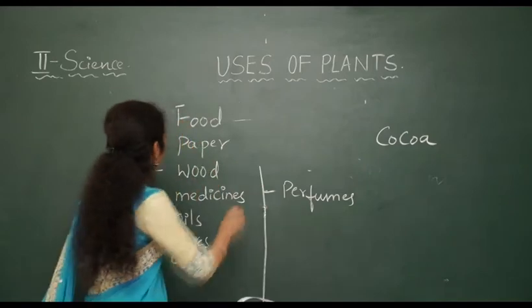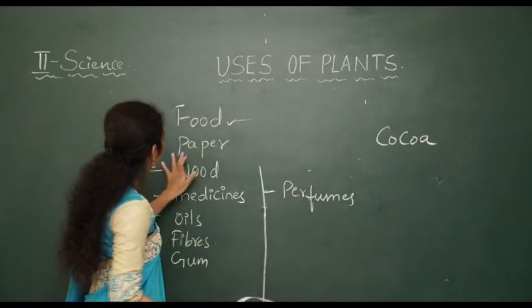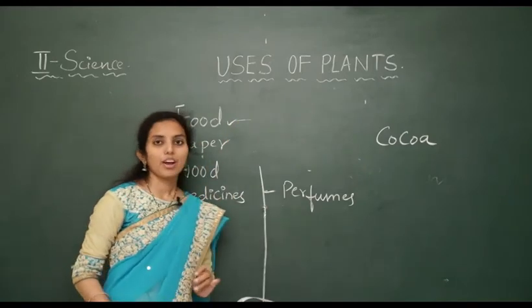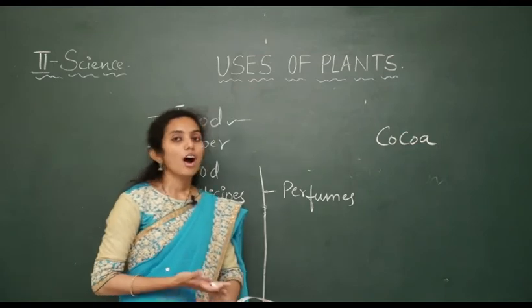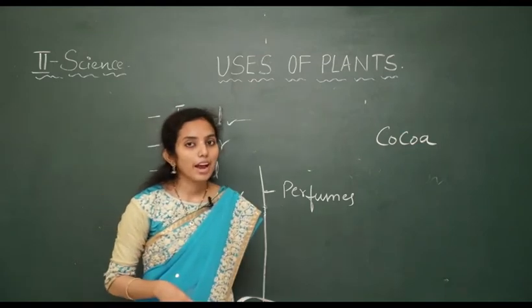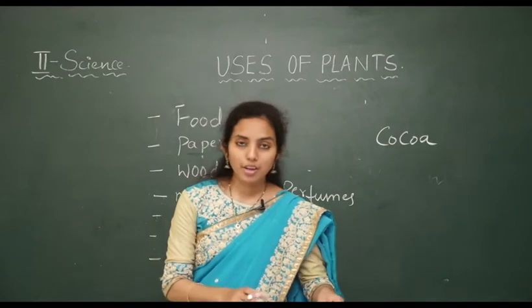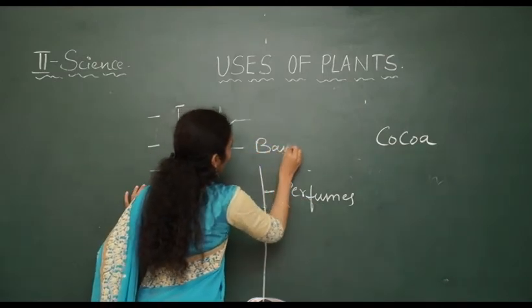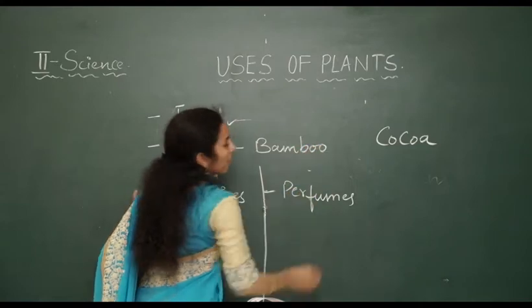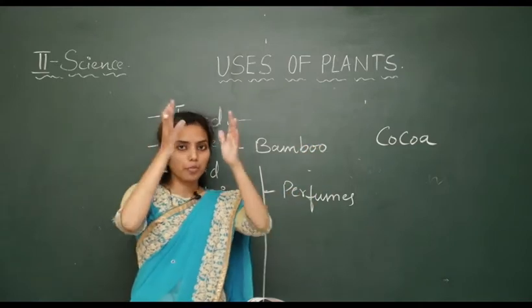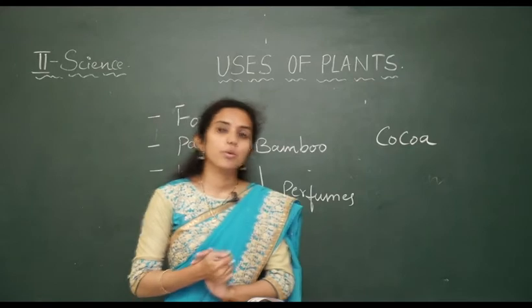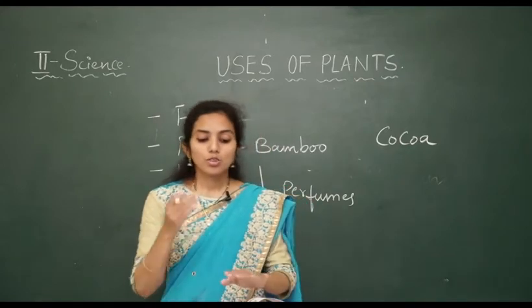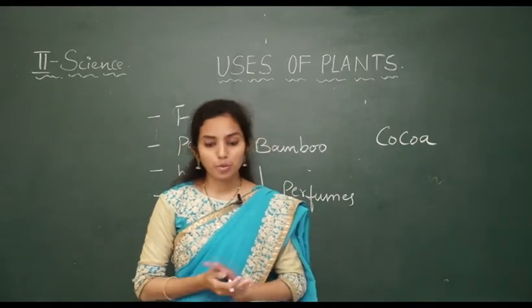Now, what do plants give us? We have discussed the food, and now paper. How do we get paper? How do we get paper from the plant? We get paper from the bamboo plant, from the bamboo sticks. From the bamboo sticks we get the paper. So paper is made from the bamboo plant.